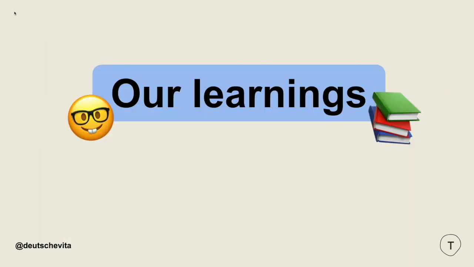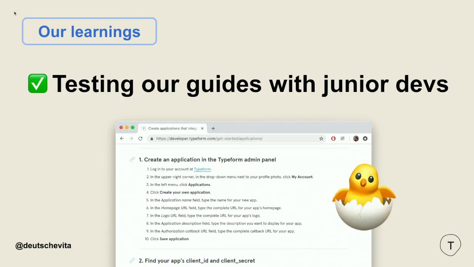What did I learn as a junior developer, and what did the team learn? So the first thing is that it is a great idea to test your guides with junior devs. And what I mean by this is that I feel developer documentation should be aimed at junior developers. So that is a person that has some sort of technical knowledge, so you don't need to explain what a variable is or an if statement, but they don't know how to do this thing, and you need to take them by the hand and not let them go at any step. And you will find a lot of blind spots if you test your documentation with juniors.